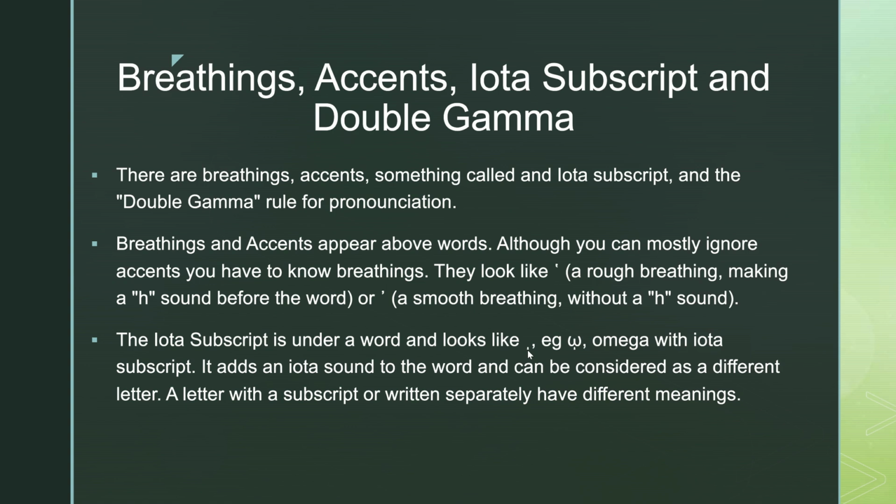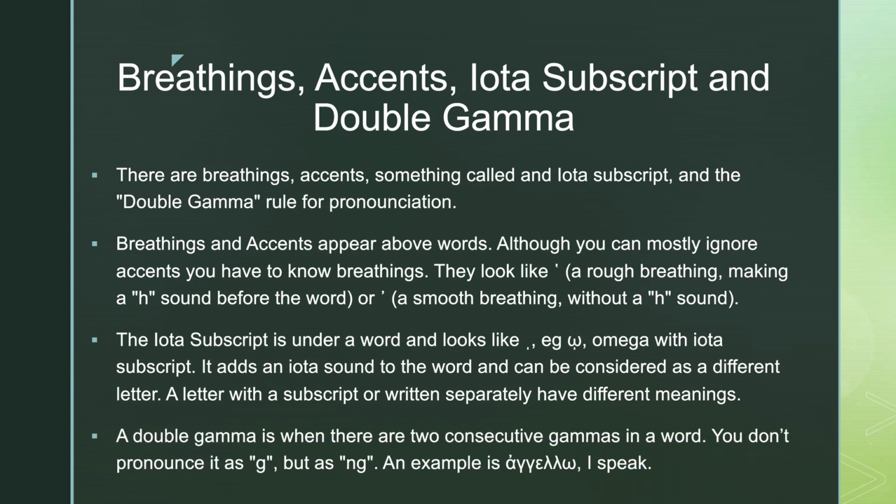The other subscript on the word looks like this. And it's so small, I'll just tell you. An example is an omega with an iota subscript looking like this. So it's like a tail under the omega. And it adds an iota sound to the word and actually can be considered as a different letter. Because a letter with a subscript versus, for example, an omega and another separate iota, they're completely different. And I would recommend you note that iota subscripts are very important.